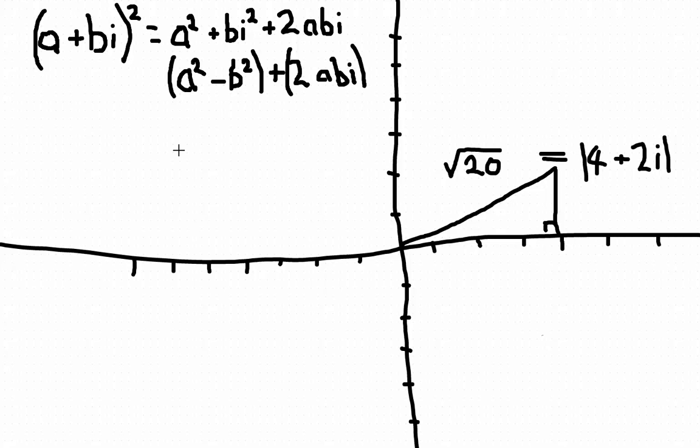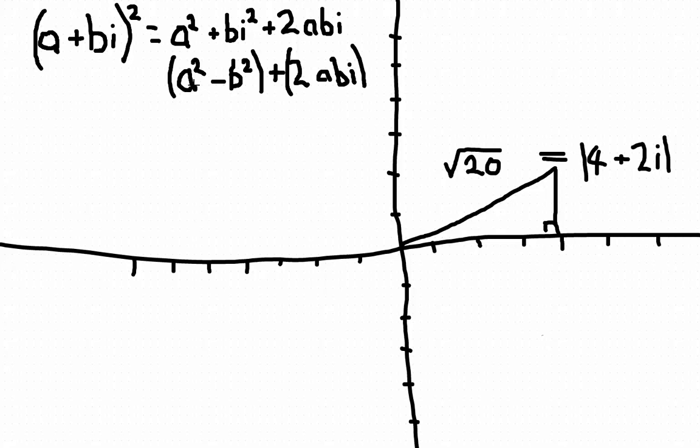Yeah. So that's the answer. You basically take a, you square it, and then you take b squared away from that, and that gives you your real part. Then you multiply a by b, then by 2, and that gives you your imaginary part. So to square 4 plus 2i here, we just plug those values in.